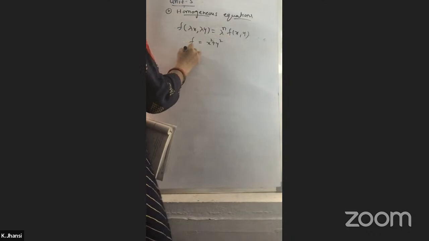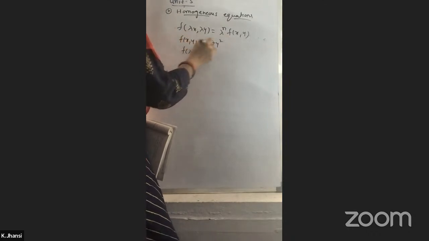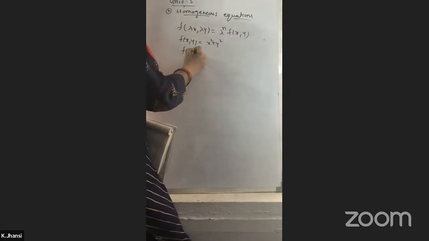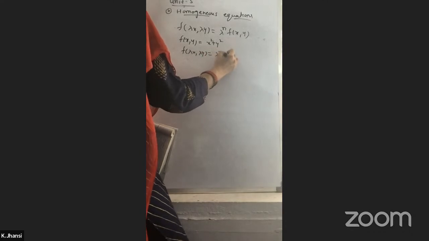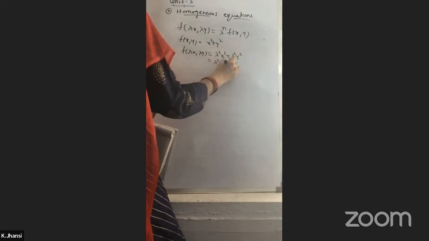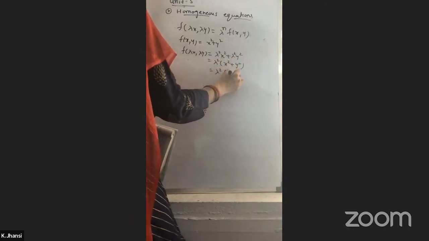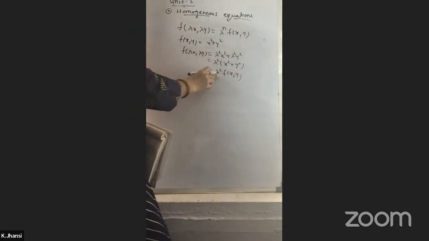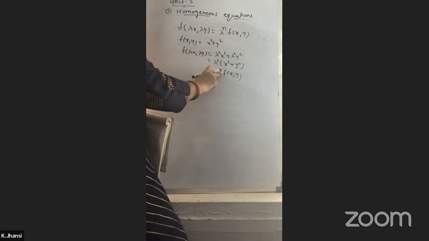So when you apply f of λx, λy, here you will get λ square x square plus λ square y square. If you take out λ square common, that is λ square into f of x, y. So like this, if you get it here, this is called the degree of the homogeneous function.